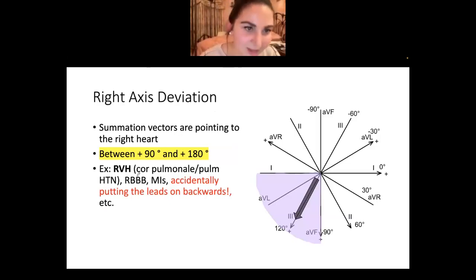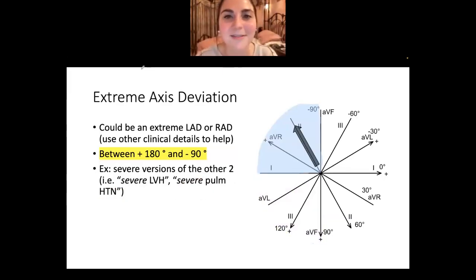A right axis deviation is the same thing, but the opposite side. Now it's pointing to the right side of the heart. So think about right ventricular hypertrophy, like cor pulmonale, so right heart failure because of pulmonary hypertension or because of left heart failure. Right bundle branch block, an MI, and the classic: accidentally putting on the leads backwards, because now everything goes on the opposite side of the heart. You're like, oh no, what happened? So that's your right axis deviation.